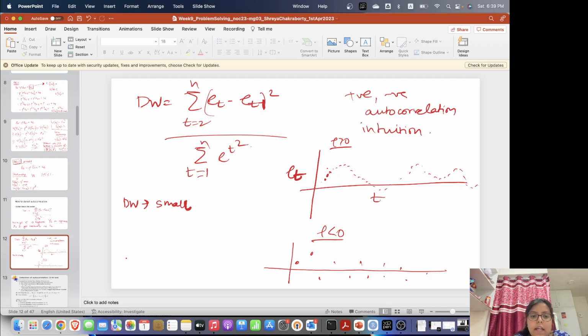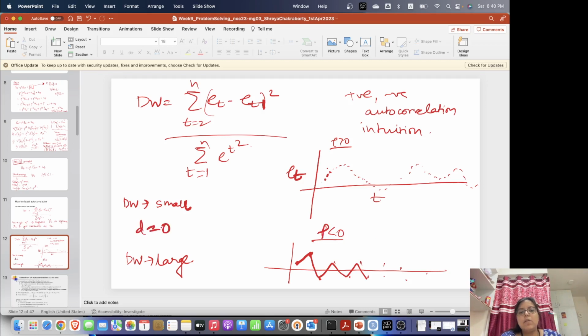But on the other hand, if DW is large, then what it means is that these square differences are large. See, the denominator is constant for everyone. So we are taking differences of consecutive points. So here, if this is the pattern, let us suppose this one is positive, this one is negative, these differences are way larger. So their square differences will be even more. Okay, so in those cases we can say that maybe the errors are negatively autocorrelated.